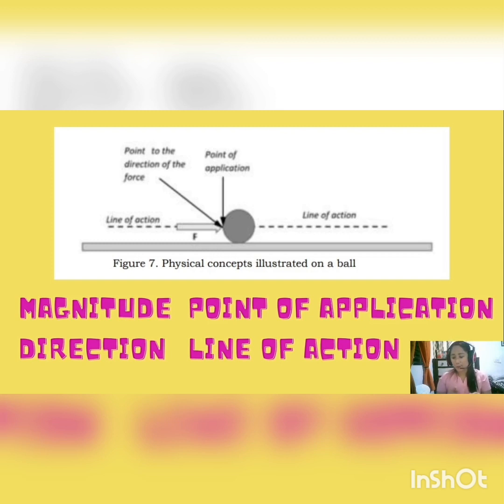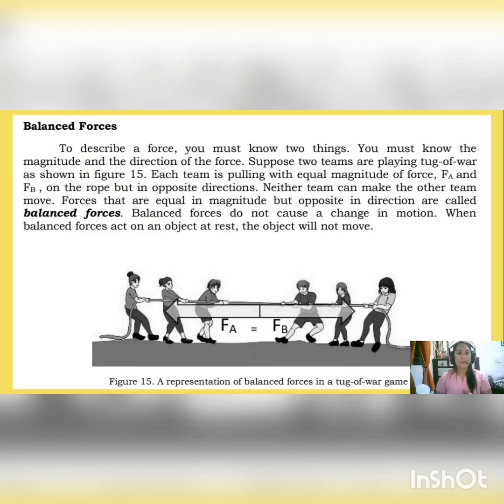Okay? So, to understand this well, let us define the following using the ideas about balanced forces and unbalanced forces. So again, we will be using those 4 different keywords to understand the difference between balanced forces and unbalanced forces. To describe a force, you must know 2 things: the magnitude and the direction of the force. So since we will be talking about magnitude and direction, it means we are referring to distance or displacement.